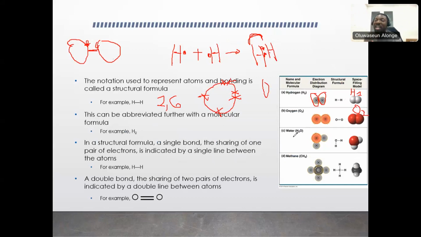Now, why is that happening? This is a kind of sharing that even though they are both sharing, one element likes electron more than the other. So oxygen likes electron more than hydrogen. Because of that, even though they are sharing, the sharing is not going to be equal, it's not going to be even, because oxygen likes electron more.